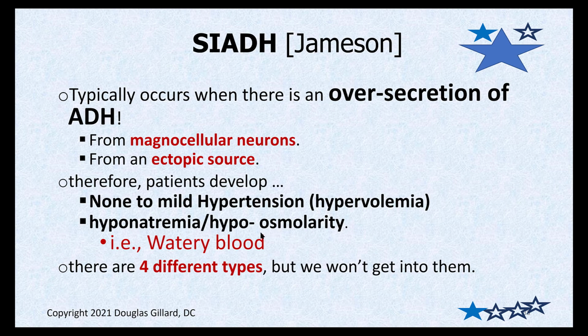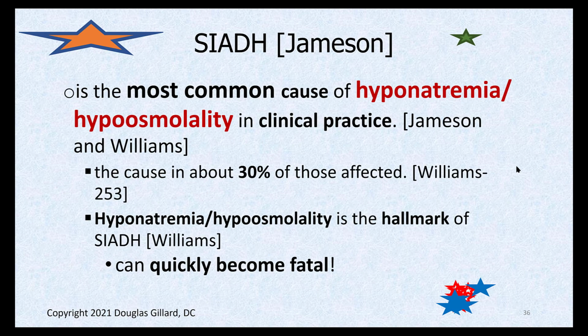So you have a hypoosmolalic blood, right? Or you could say hyponatremia. They're basically AKAs. There's some subtle differences, but for your purposes they're AKAs. There are 4 different types of this. We're not going to get into that. We'll just talk about the most common form. And yeah, it causes hyponatremia.